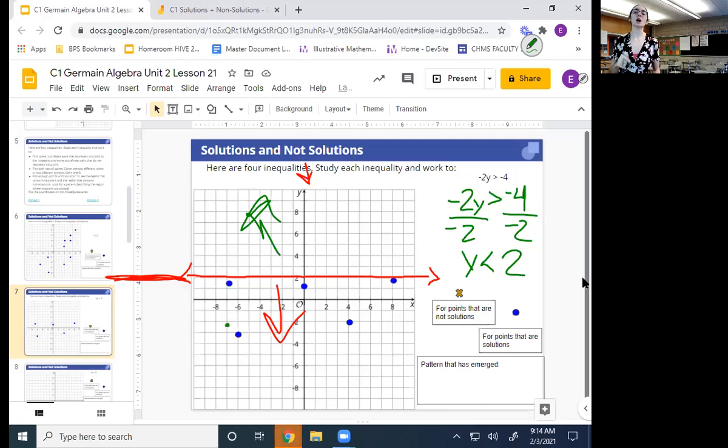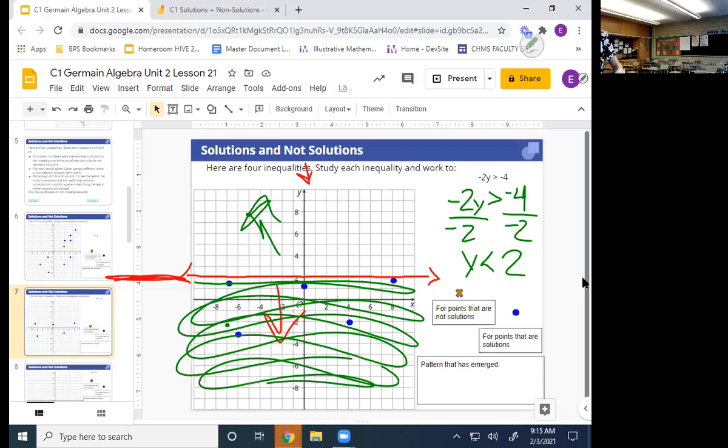We're going to talk in the afternoon video about shading. You're going to shade the region that has the solutions that fall in it. If you were to shade this equation here, you would be shading down here.